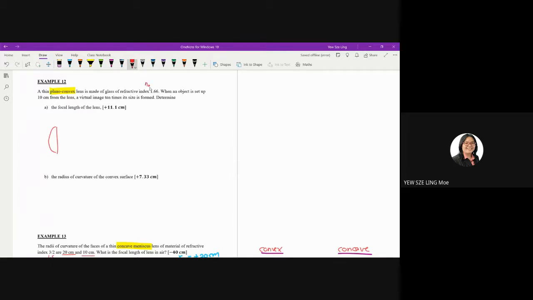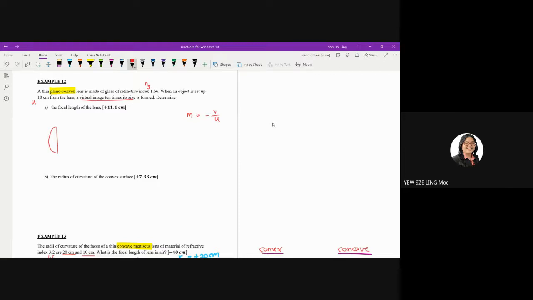So we have n glass, and then we have u. And then according to the questions, now we have a virtual image that is 10 times the size. So m is equal to negative v over u. That is the information that we have right now.